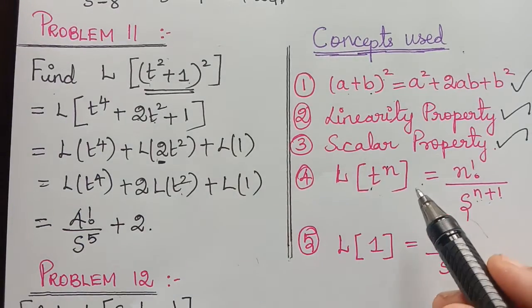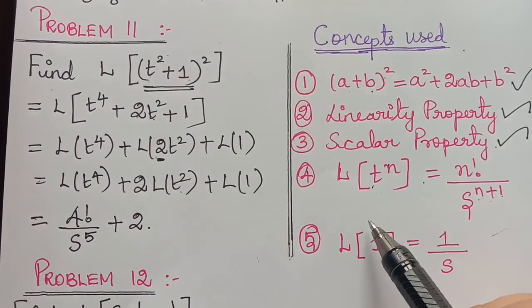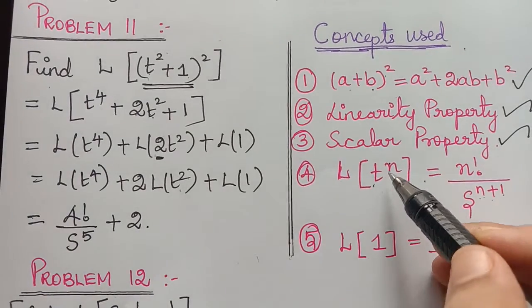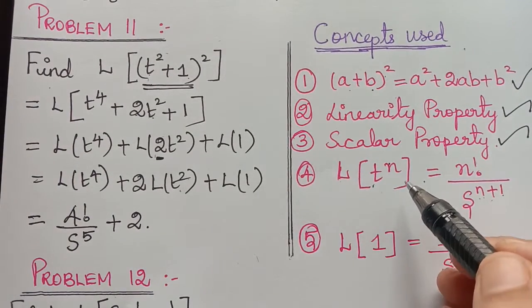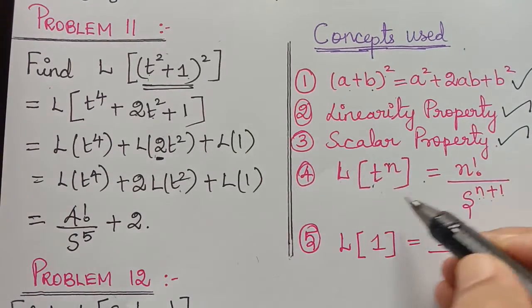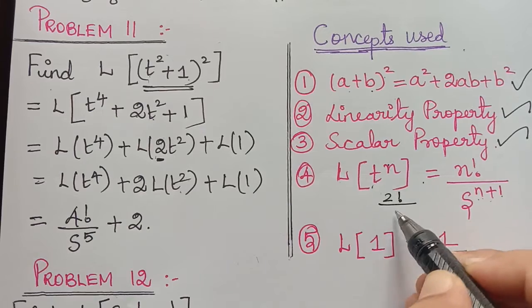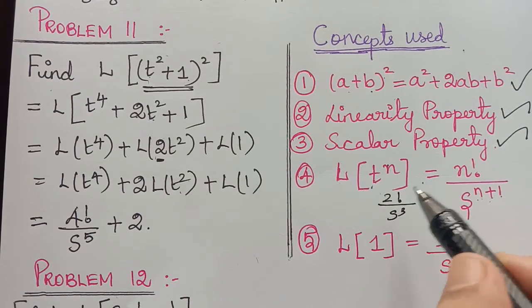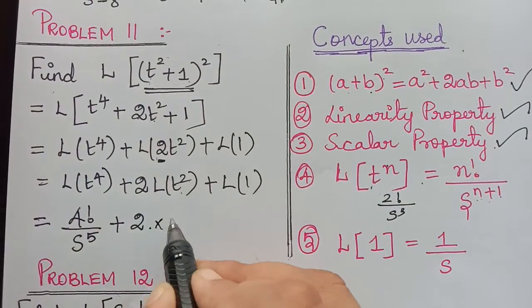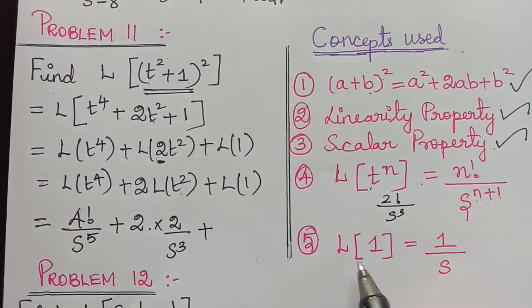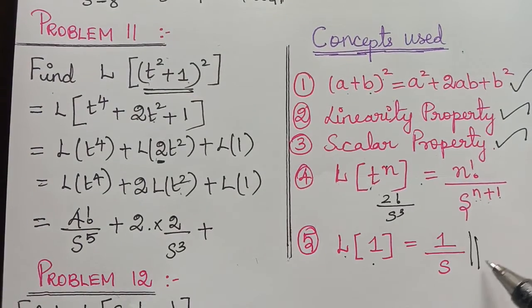We already know that Laplace transform of t square is 2 divided by s cube, which was obtained from this formula. For the Laplace transform of t square, the value of n will be 2, so that will be equal to 2 factorial divided by s to the power 2 plus 1, which is 3. But 2 factorial is 2 into 1, which is 2. So therefore, 2 divided by s cube plus Laplace transform of 1, which is 1 by s. So we have applied all these formulas.